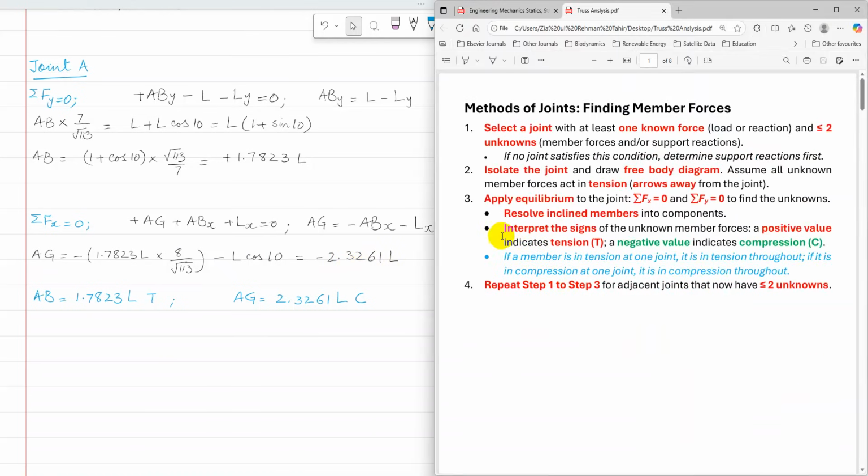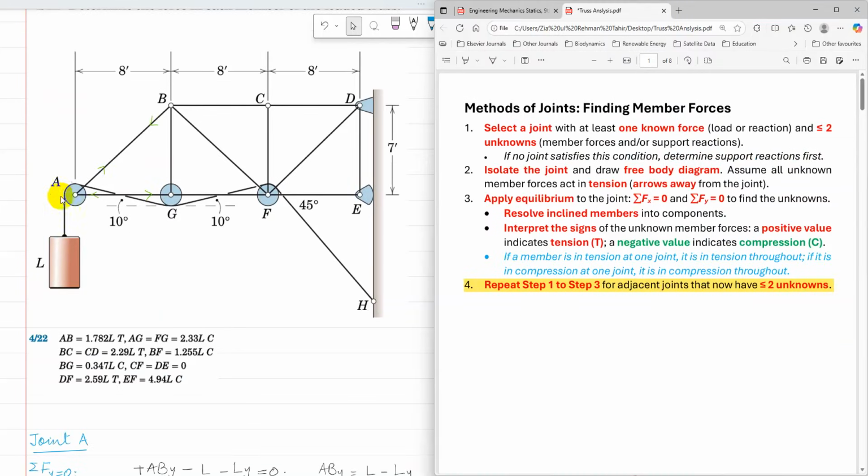Now the interpretation of the signs. Interpret the sign of the unknown member force: a positive value indicates tension and a negative value indicates compression. AB is positive, which means AB is in tension, and AG is negative, which means AG is in compression. So AB is 1.782 L in tension, and AG is 2.3261 L in compression. That is the solution for joint A.